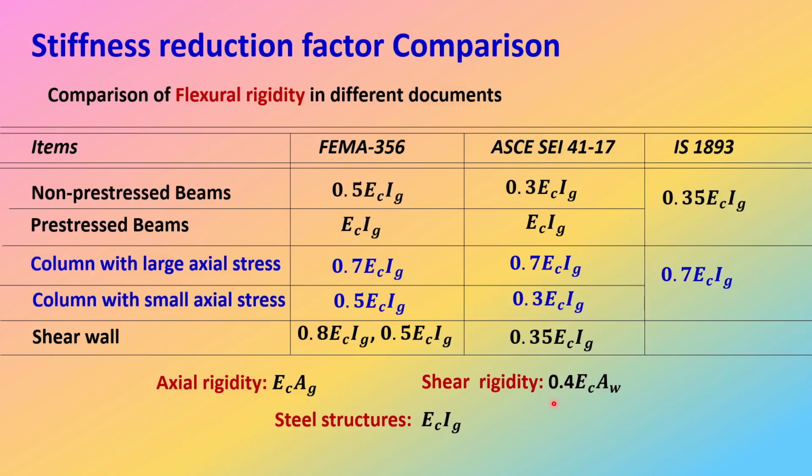Because we want to avoid shear failure. In shear, if it fails, it will fail in a brittle nature. Suddenly it will fail, and we shall not get any energy dissipation through hysteresis in shear failure. So in shear, we have taken more factor of safety. In other words, we have reduced the available resistance in shear, or rigidity in shear, ECAW, only 40% taken. Steel structure, as I said, is equally good in compression and tension. So there is no reduction and the value is 1.0. That's why the rigidity term is ECIG.